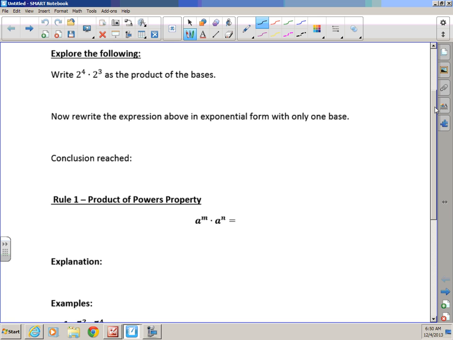Let's write 2 to the 4th power times 2 to the 3rd power as the product of its bases. Well, 2 to the 4th power means to multiply 2 by itself 4 times. 2 to the 3rd means to do that 3 times. Okay? Now rewrite this expression in exponential form with only one base. Well, I have 1, 2, 3, 4, 5, 6, 7. I would rewrite that as 2 to the 7th power.